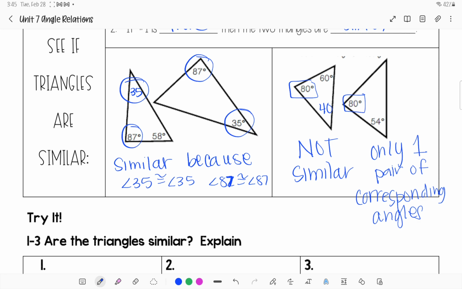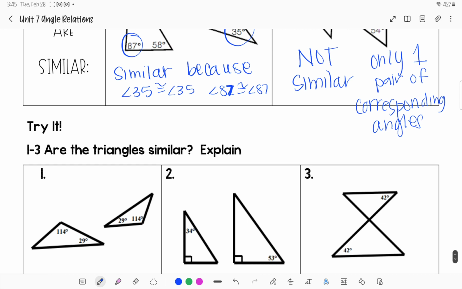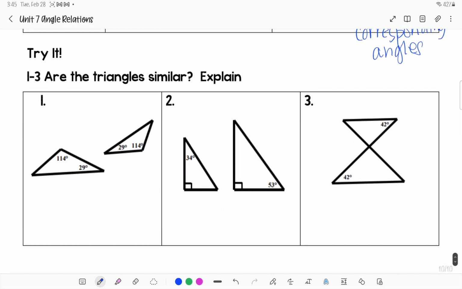They have different measures. So that's what you're going to be doing on these ones down here. So we're going to start. I'm actually just going to do number 3 with you, and then you can do 1 and 2 on your own. Not forgetting again what that marking means. So this one is not hard, but it is tricky. You have to kind of use your imagination.